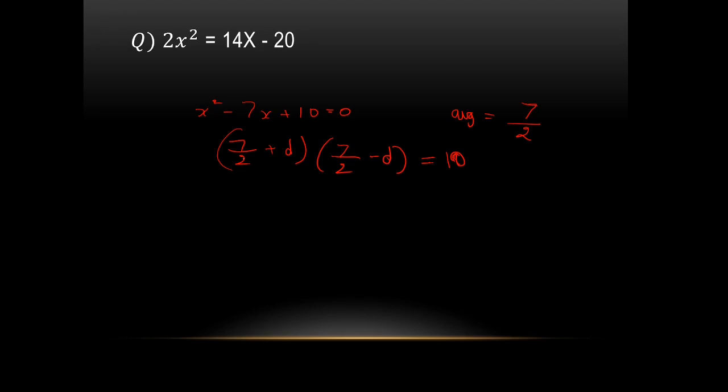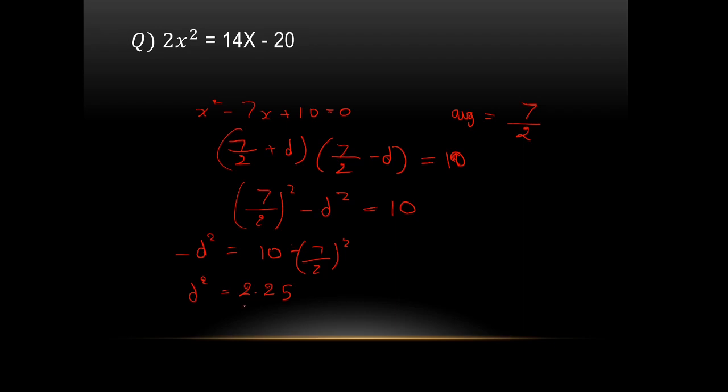So we can use the identity a square minus b square is equal to a plus b into a minus b here, and it becomes 7 by 2 whole square minus d square equal to 10. So to find minus d square, we can transpose the 7 by 2 whole square, and it becomes minus d square is 10 minus 7 by 2 whole square. So let us find the value of this. So you get the value as minus d square is equal to minus 2.25, d square is equal to 2.25.